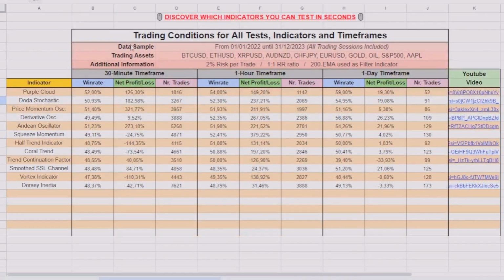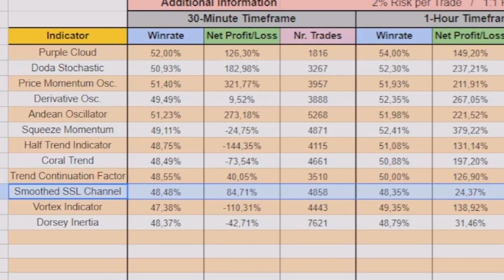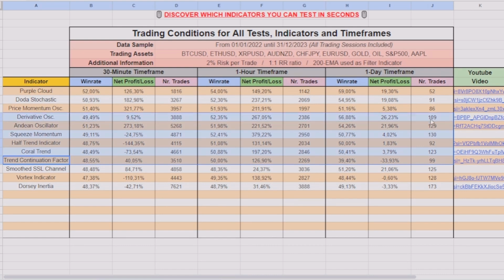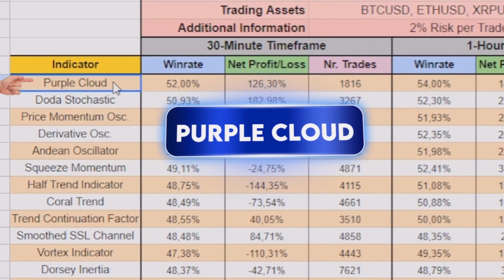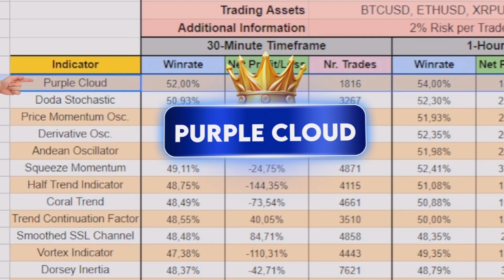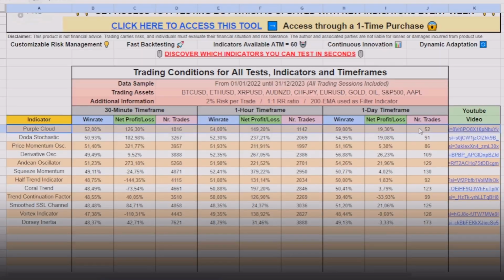In our ranking sheet, I believe the smoothed SSL channel's place is here, as these indicators in general perform more consistently or they add a time frame where they were quite stronger. As such, the purple cloud will continue to be our top indicator tested so far, and you can watch the corresponding video here.